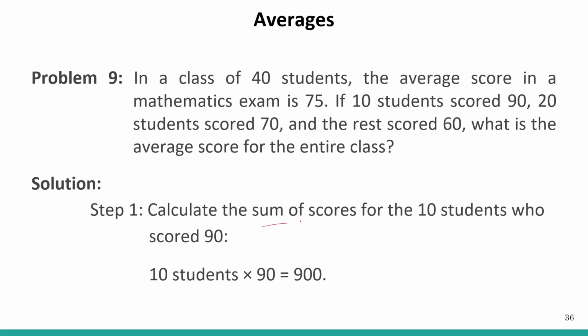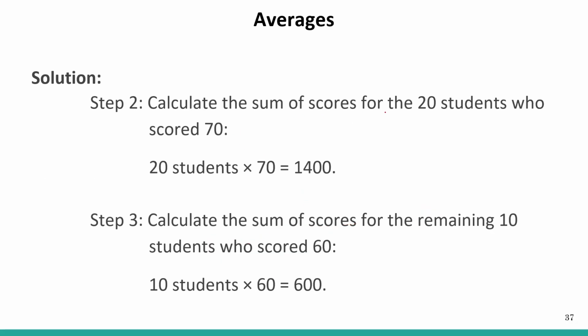So as you can see, what we did first was we summed all the scores of 10 students scoring 90, that is equal to 900. Then we summed up the 20 students whose score was 70, and we got 1400. And then we calculated the sum of scores of the remaining 10. Remaining 10, how? 40 students are there in the class, so 40 minus 20 minus 10, how many are left? Is equal to 10, right? So 10 students who scored 60 is equal to 600.